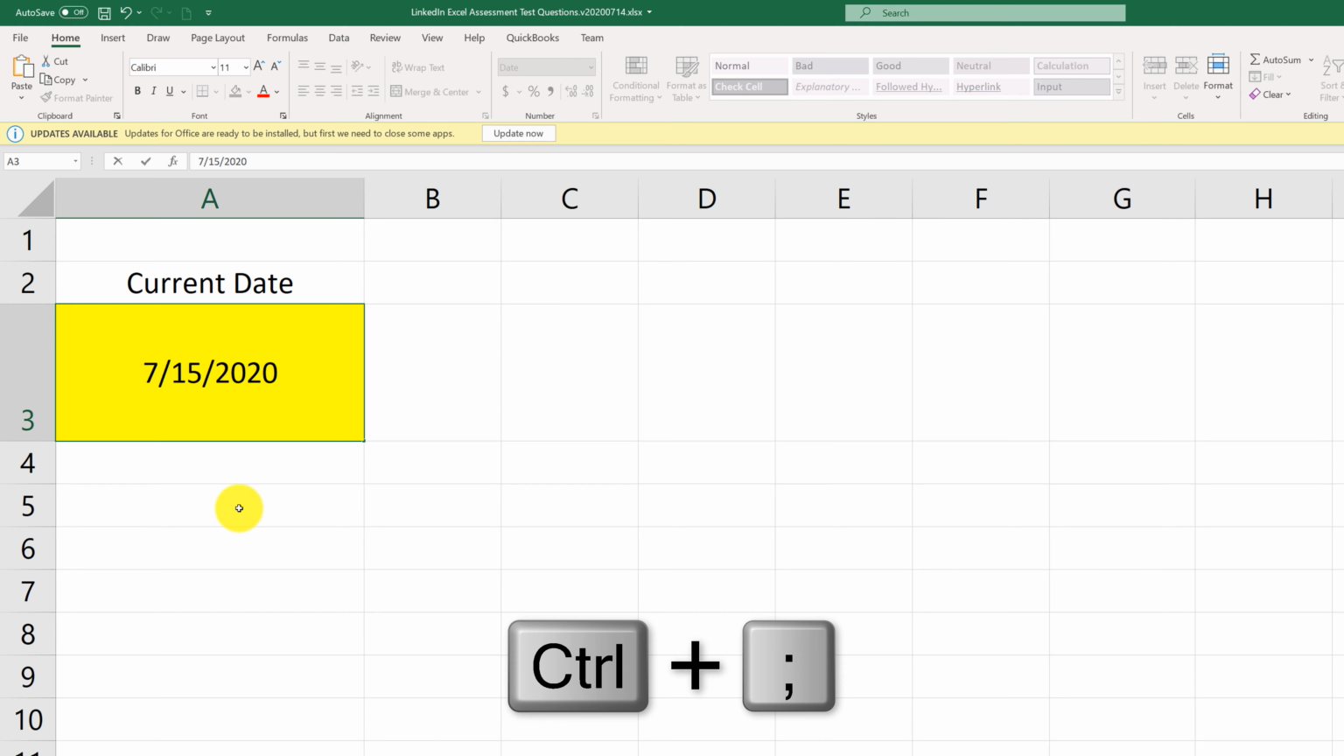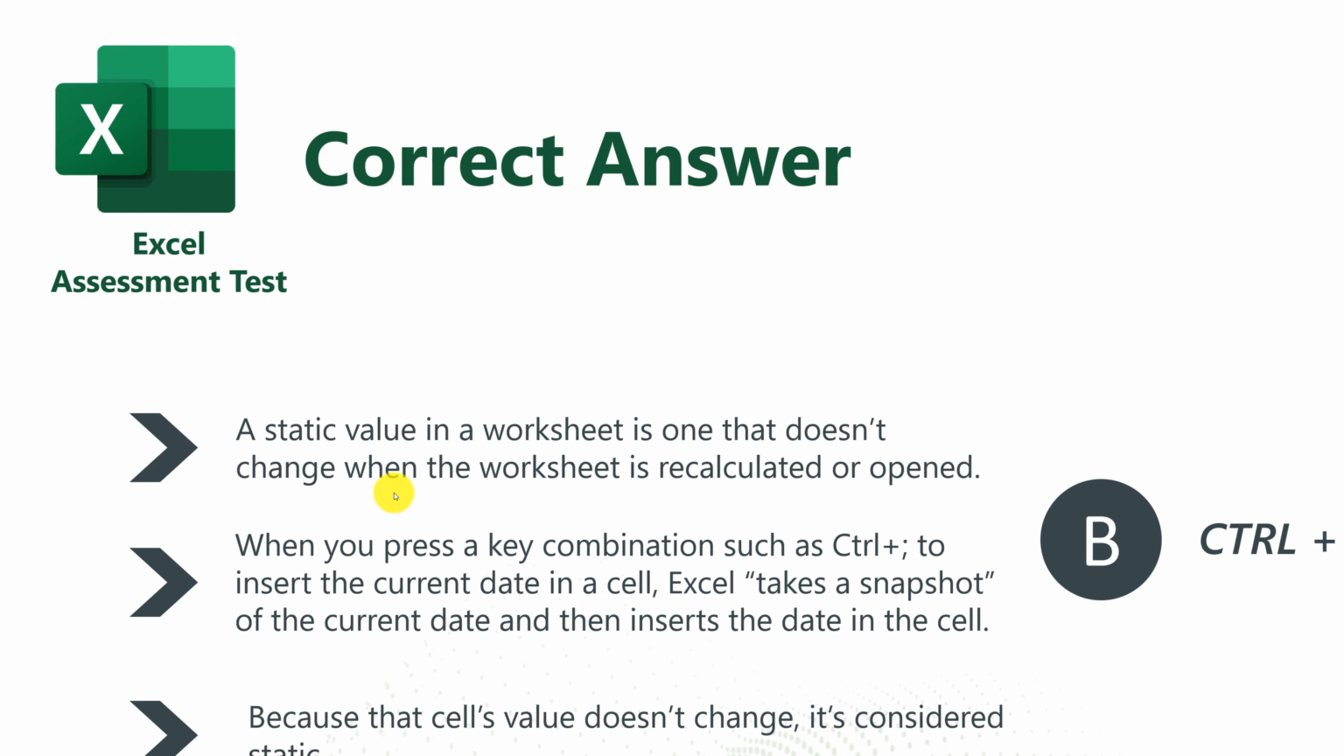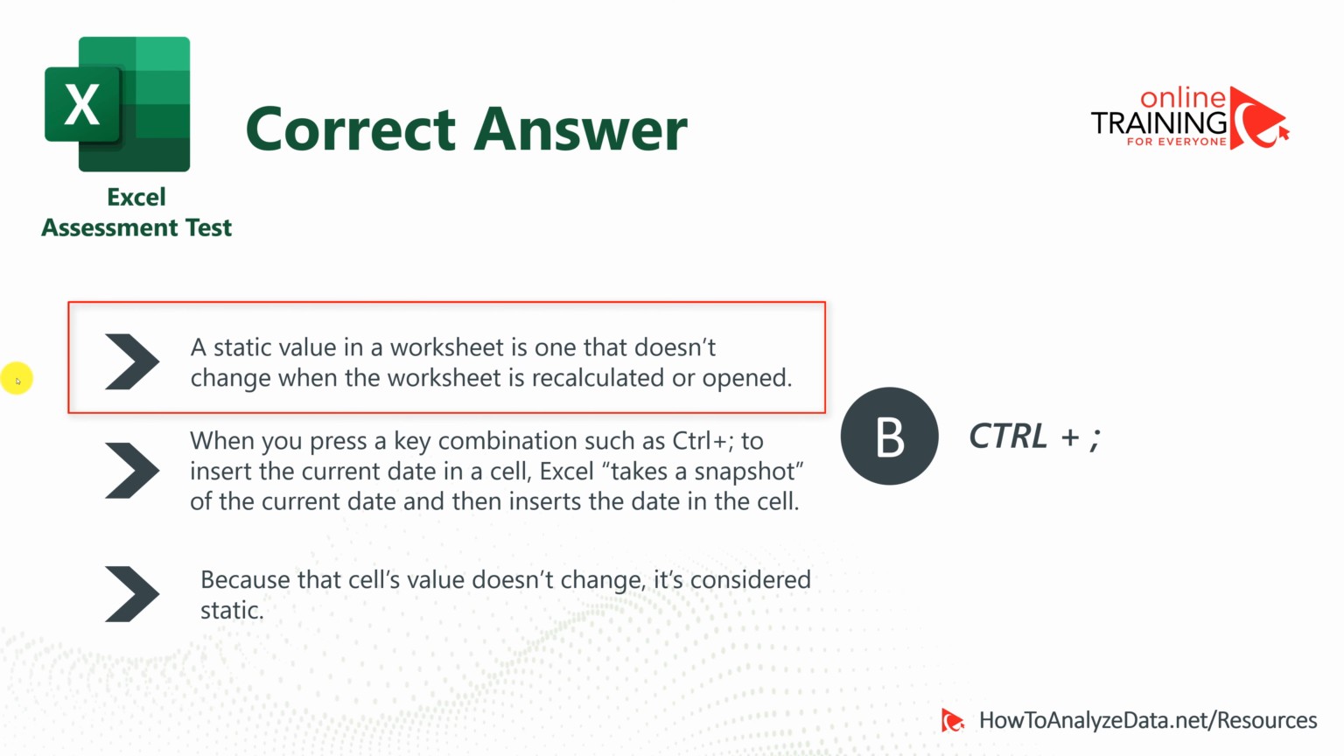To insert the current date into an Excel sheet, you need to put your cursor on a cell and then press Control and semicolon. This combination inserts the current date into the cell. Keep in mind that the value that we've inserted remains static, and if I open the same worksheet tomorrow, the date is going to be yesterday's date, because Microsoft Excel shows the date at the time when it was inserted. So the correct answer to this question is choice B, Control plus semicolon. Hopefully you've got it right.